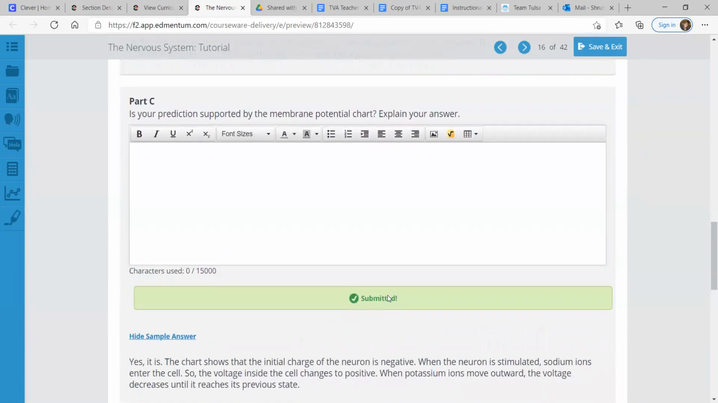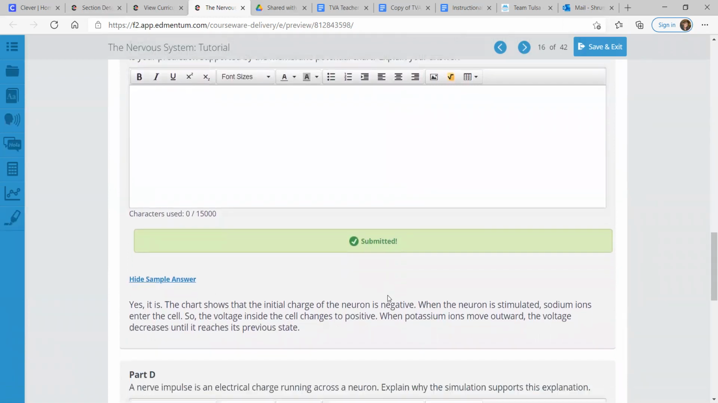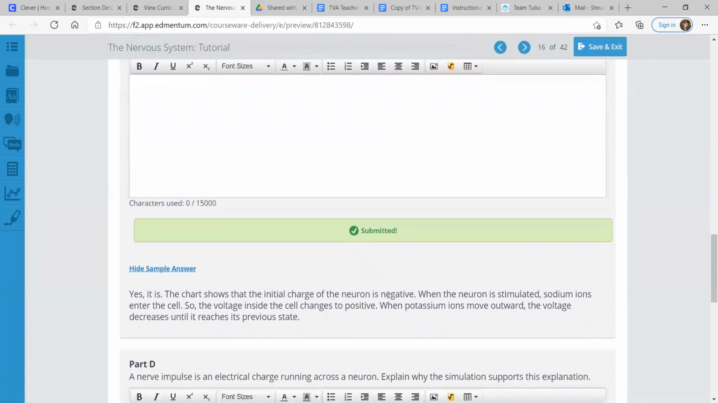Is your prediction supported by the membrane potential chart? Yes, it is. The chart shows that the initial charge of the neuron is negative. When the neuron is stimulated, sodium ions enter the cell, so the voltage inside the cell changes to positive, and then when the potassium ions move outward, the voltage decreases and it goes back to negative.